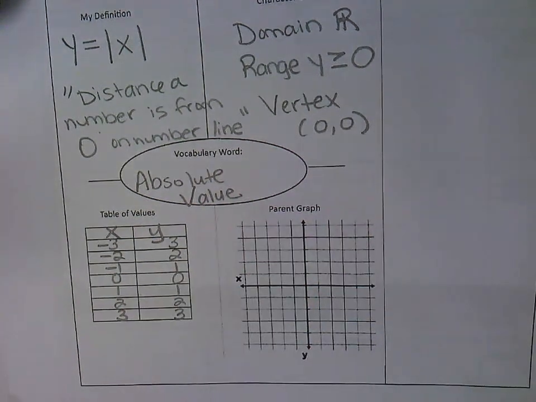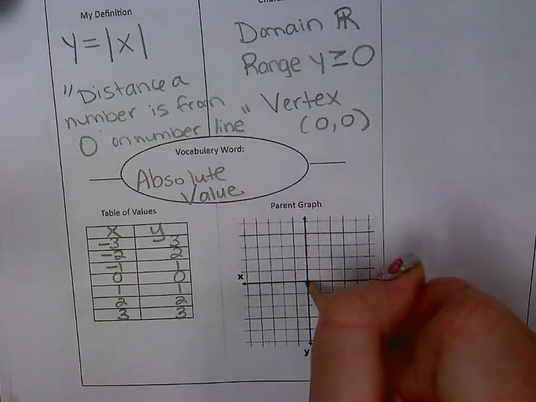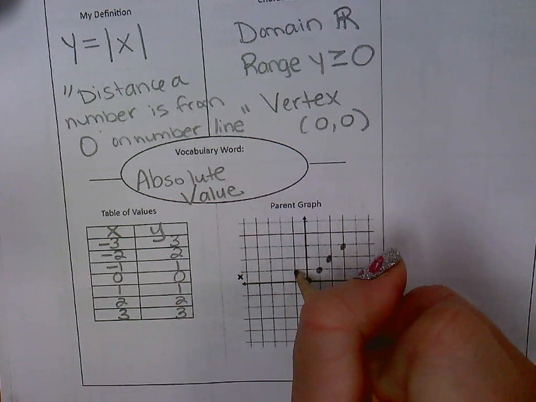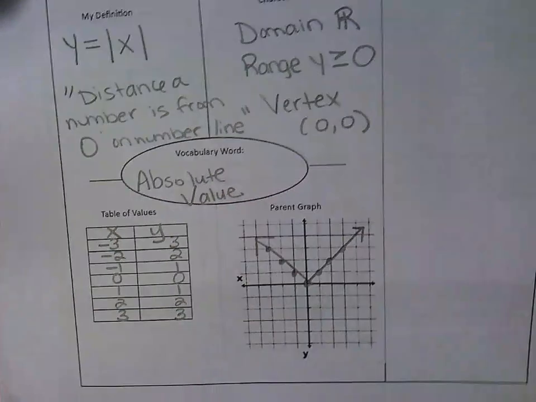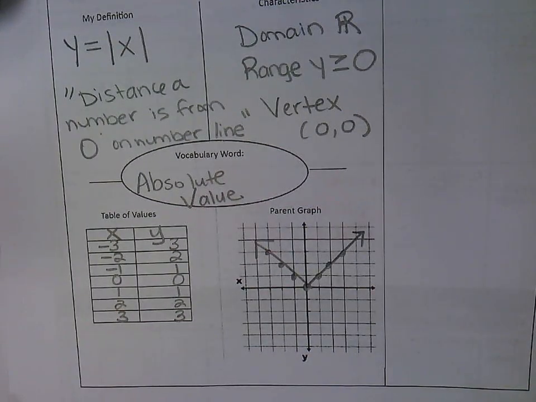Some students get confused and think it means opposite. +1 is still +1. +2 is still +2. Don't make them opposites. It's the distance. So they're all positive. Then I want you to sketch that V-shaped graph, using a straight edge or just a straight set of points. That's the absolute value graph. It's different from the quadratic graph.